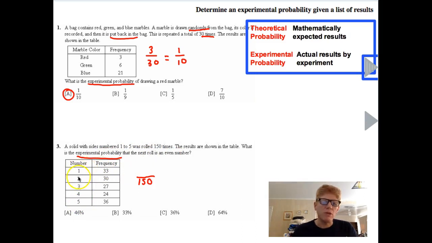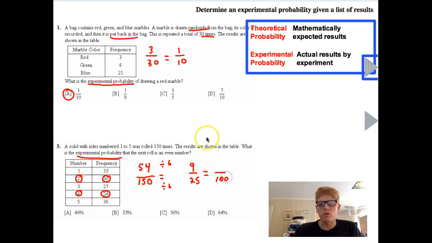What's the experimental probability that the next roll is an even number? Well, how many ways can we get an even number? We could get a 2, or we could get a 4. Now, out of the 150 times that we rolled that 5-sided solid, we actually got 2 30 times, and we got 4 24 times, for a total of 54 out of 150. And that can be simplified. If we divide by 6 on the top and the bottom, that can be simplified to 9/25. And we want that as a percent, so we'll put that over 100.